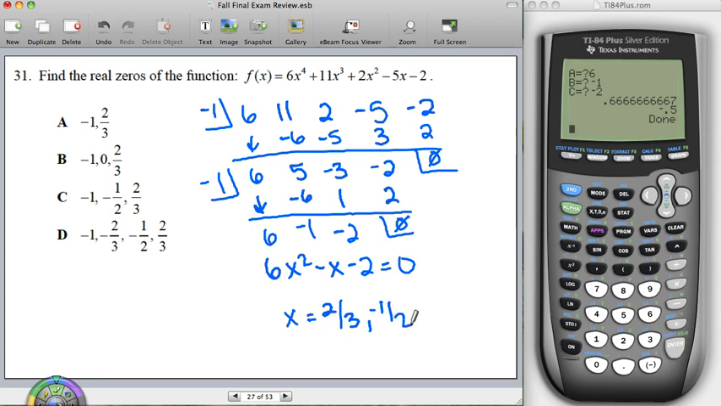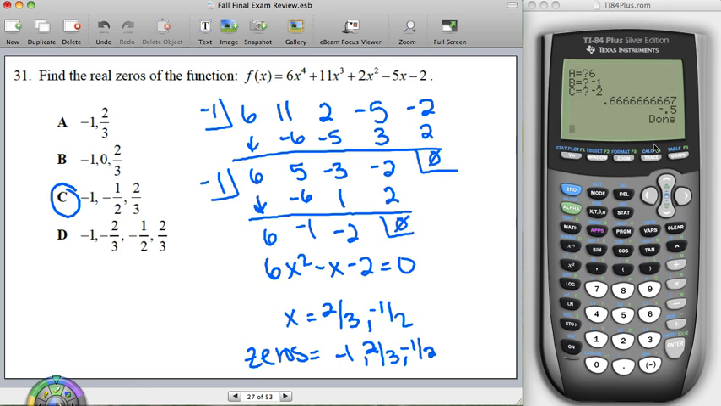and negative 1/2. So my zeros are at negative 1, 2/3, and negative 1/2. So negative 1, 2/3, negative 1, oh, there it is. Answer for 31 is going to be C.